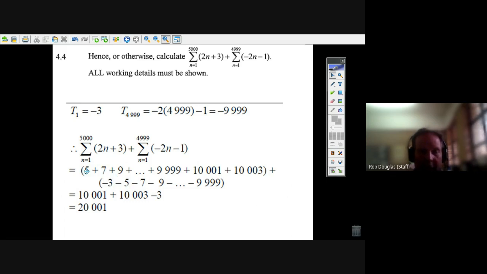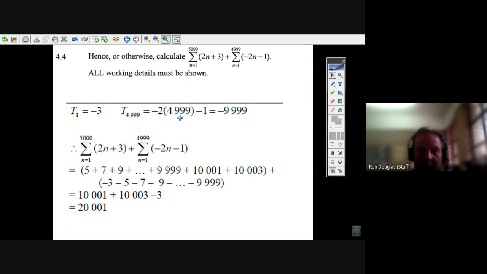So I'm looking at what all gets canceled here. These numbers are going to cancel all of these, all the way up to 9,999, starting at 5. The only one that's going to survive is the minus 3. Well, that's pretty interesting. And the 10,001 and the 10,003, those are the only three that are going to survive. So it's 20,004 minus 3. It must be 20,001.